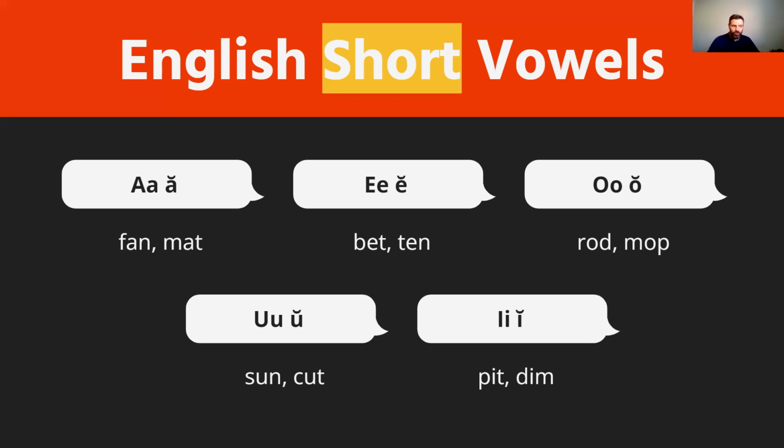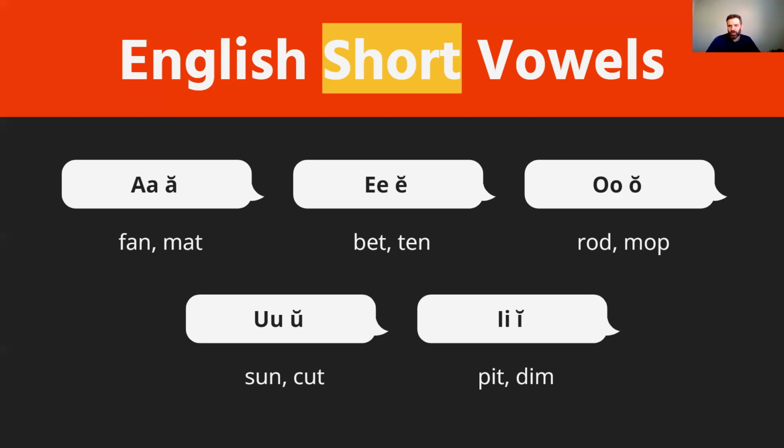Then we have the short U sound. This sound is actually in the middle of the mouth. It's the most relaxed and easiest of all the English sounds to make. I joke with my students often and say that it is the sound of someone punching you in the stomach, and you go, uh. So some short U words are sun and cut.